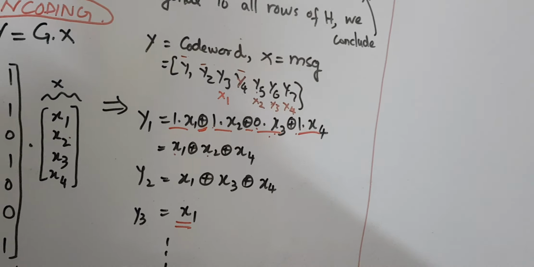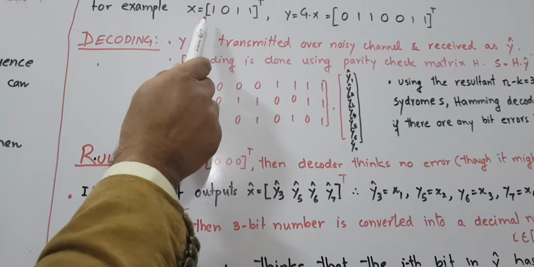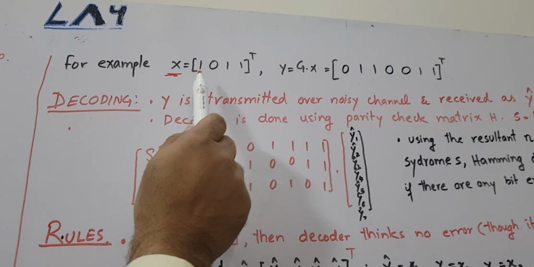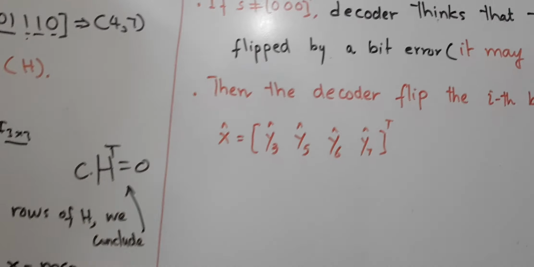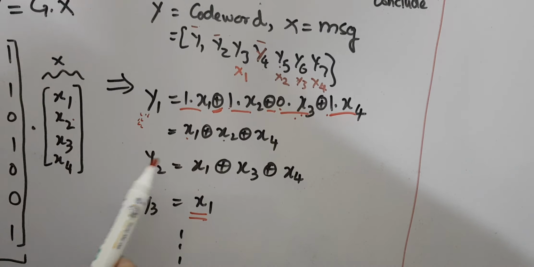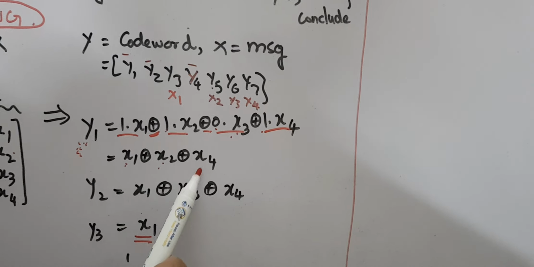And this is the design of the encoding. For example, if these are the bits 1, 0, 1, 1, this is the message bits. Using this formula, if you want to encode your message, you can straightforwardly write y1 will be x1 plus x2 plus x4 here.